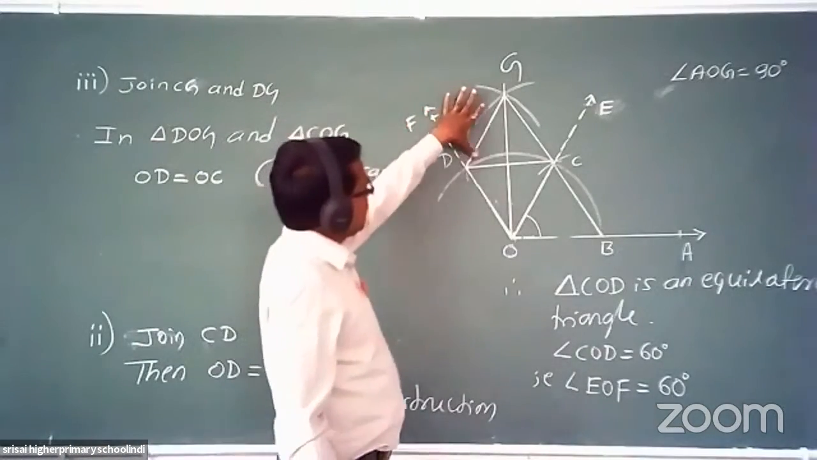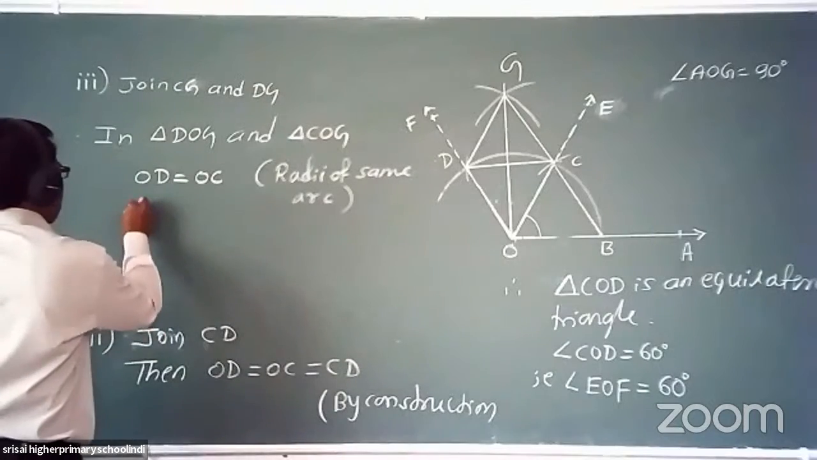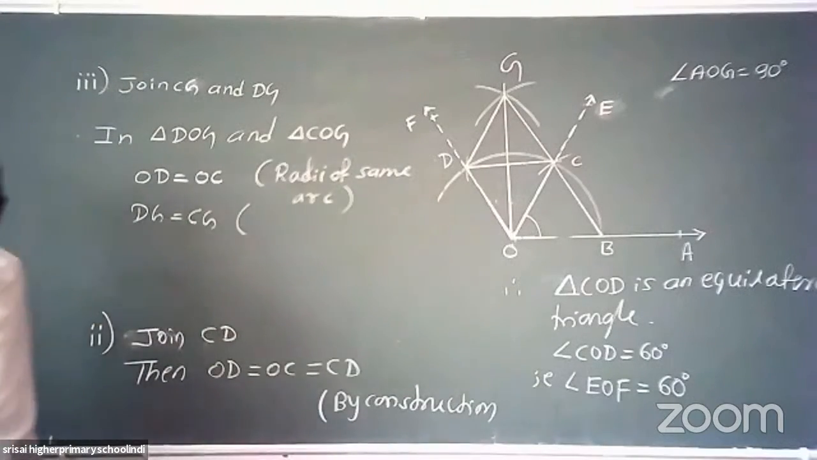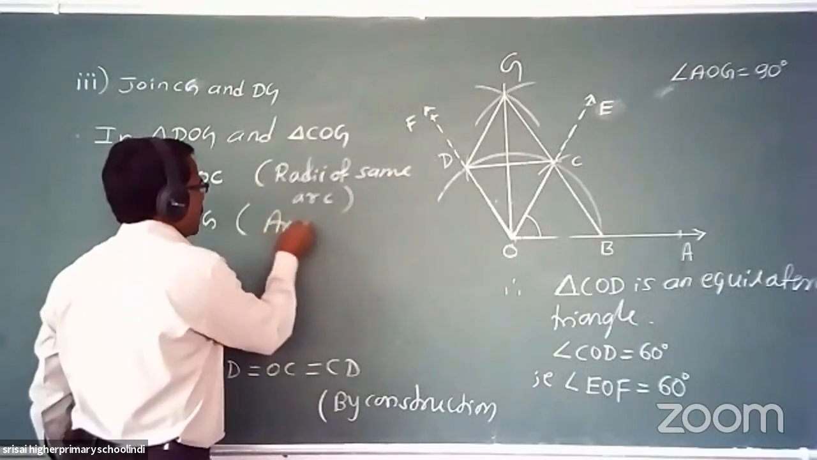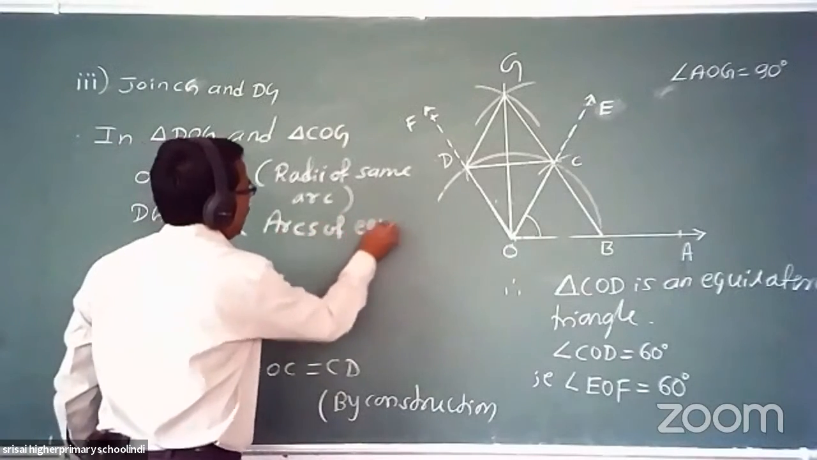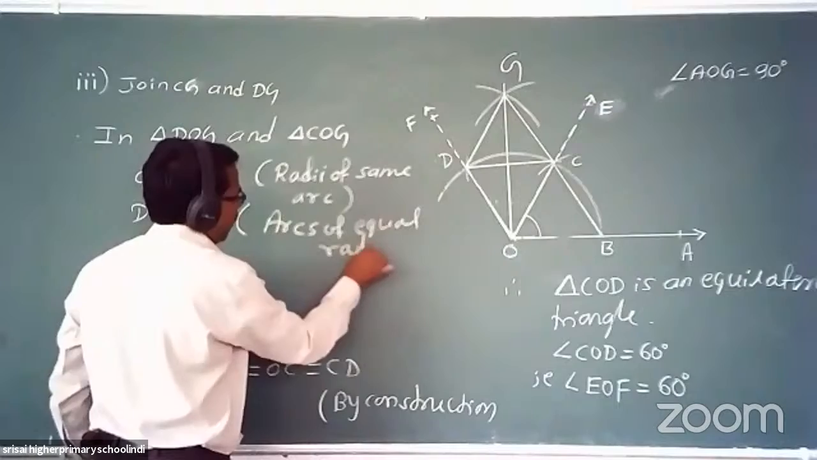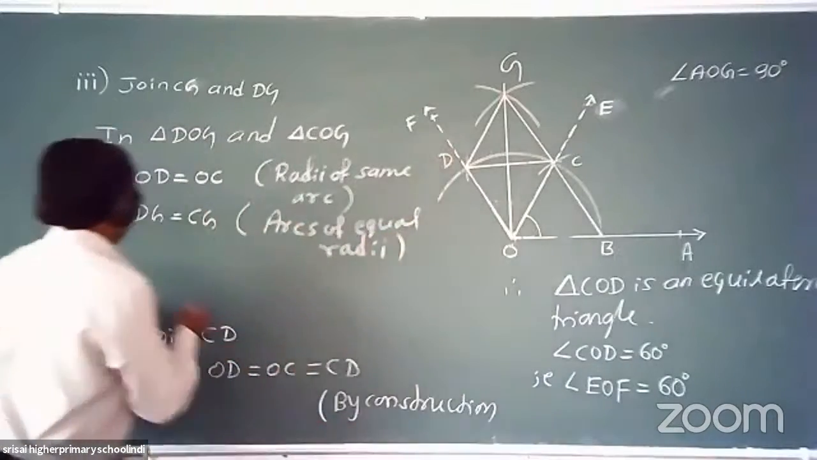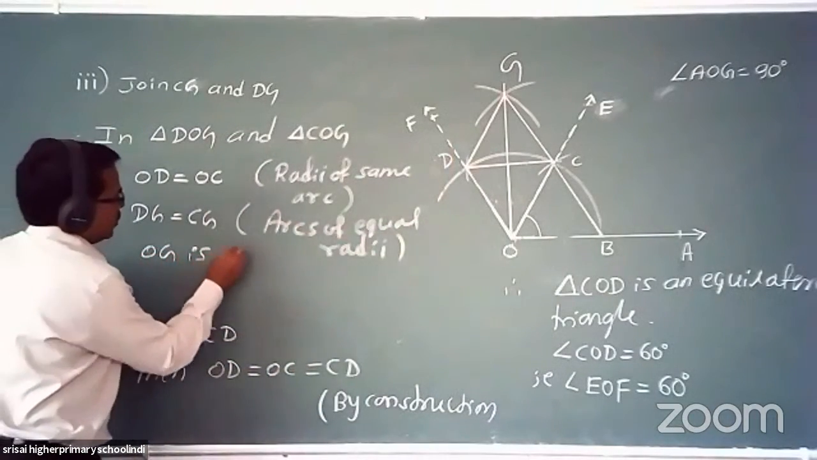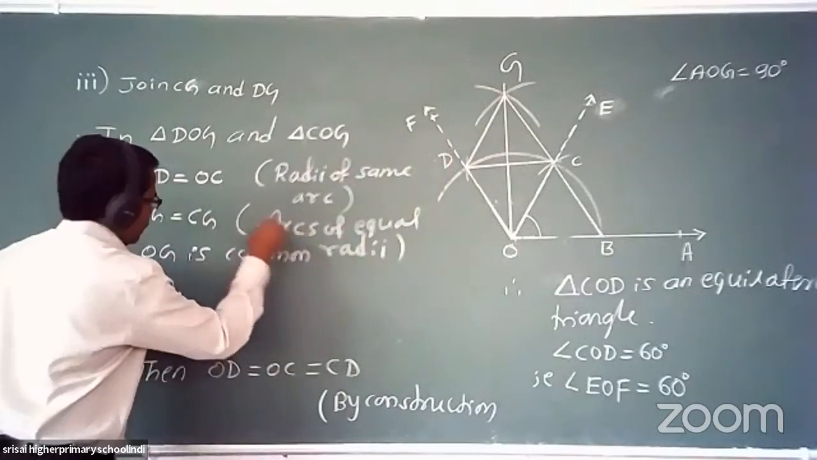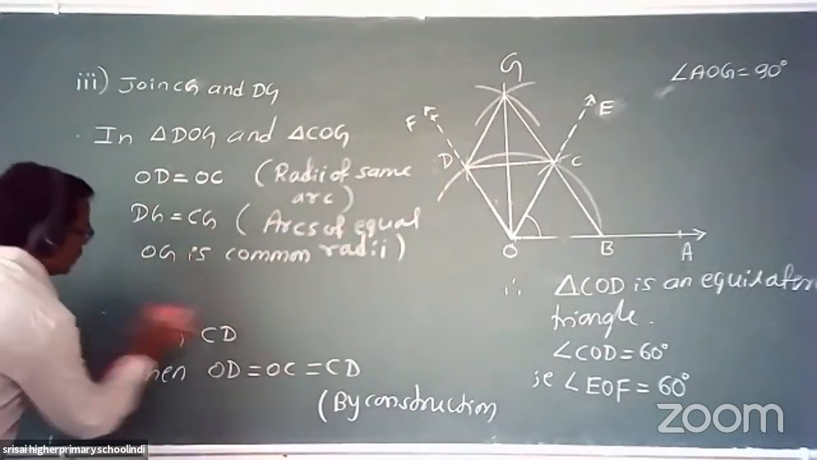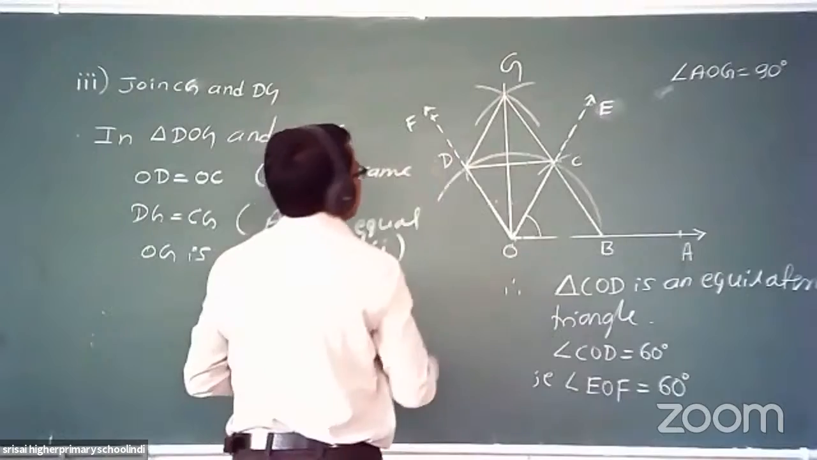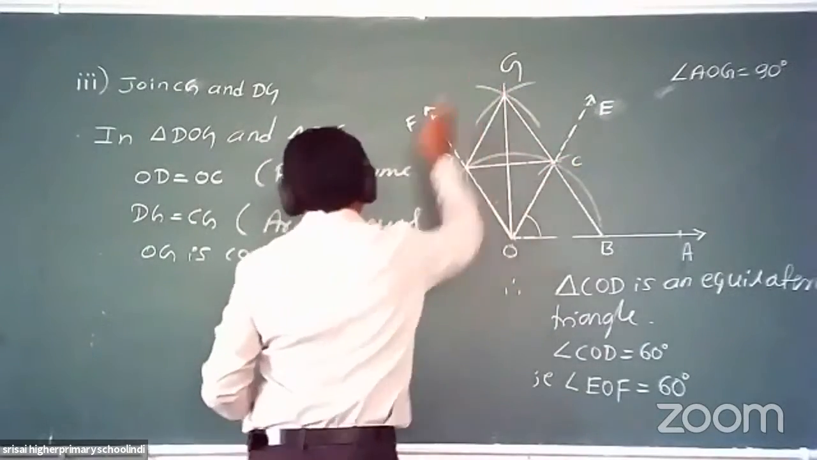Similarly, DG equal to CG. Why DG equal to CG? Those are arcs of equal radii. Then OG is common. So both the triangles are congruent. Which are both the triangles? DOG and COG.